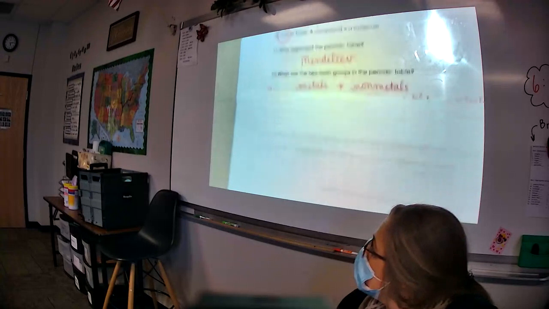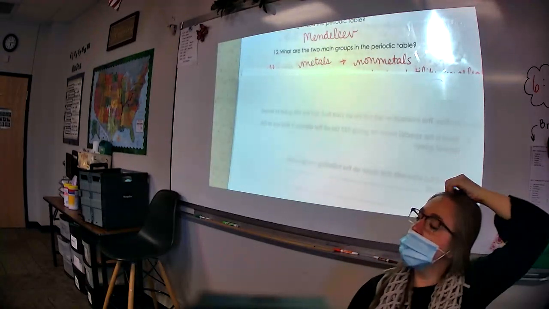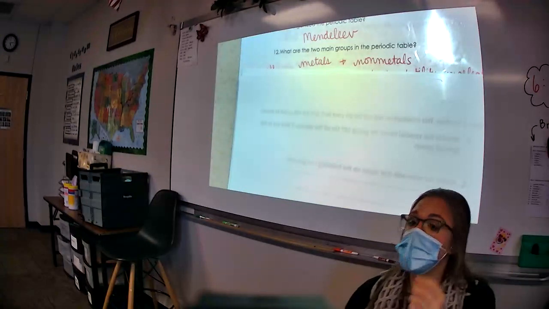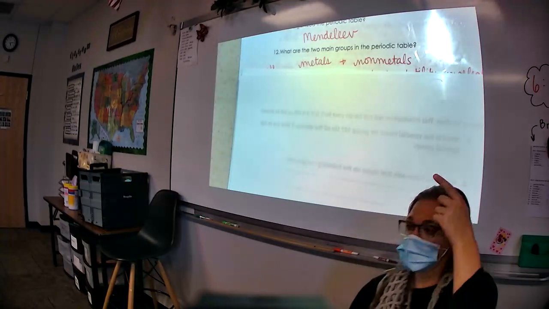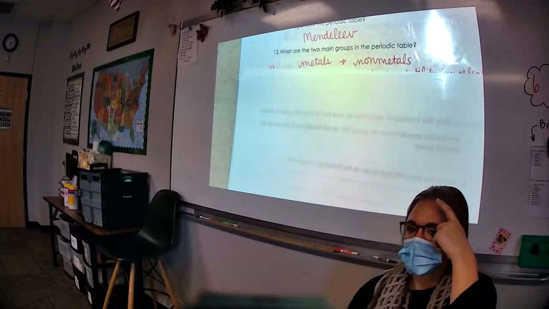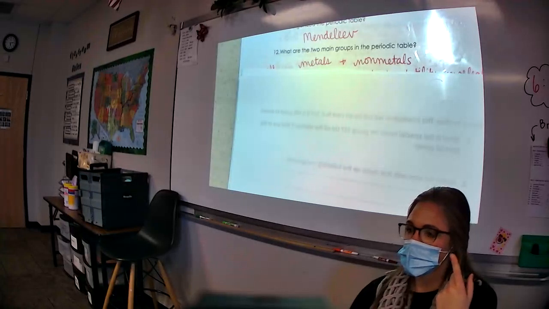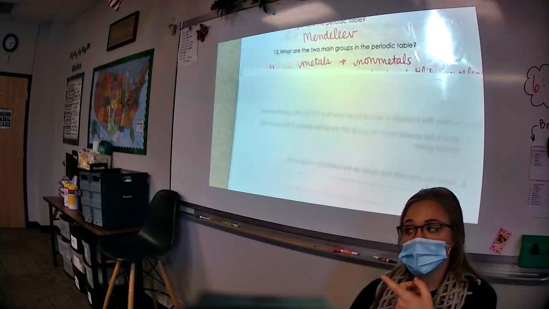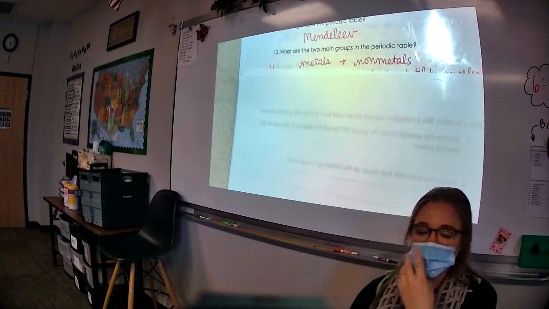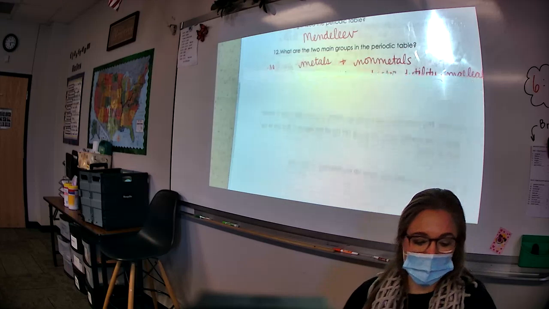Number 13. What are some properties of metals? How would we describe elements that are metals? Amy? They are good conductors. Good. What else? Chloe? Aiden? Not all the time. They may be reactive. How do they look? Gold. Yeah, shiny. Good. They're conductive and shiny.